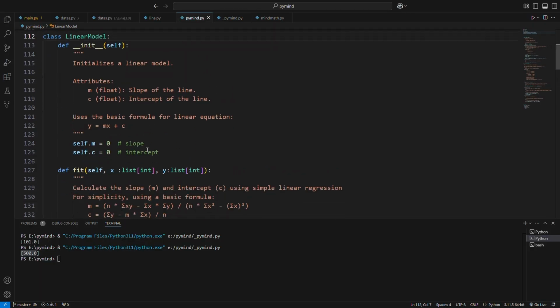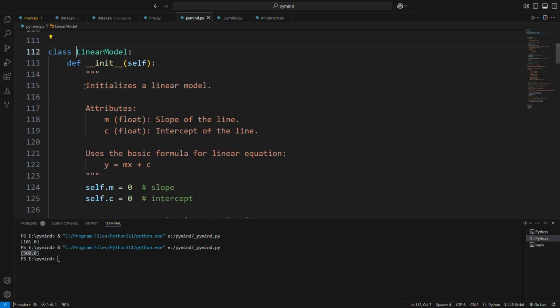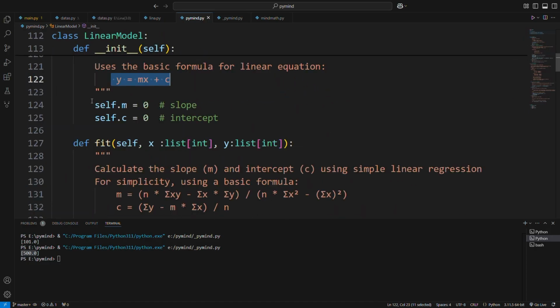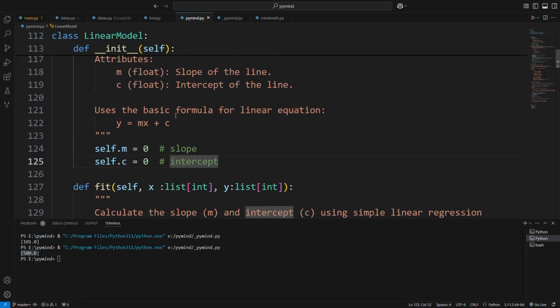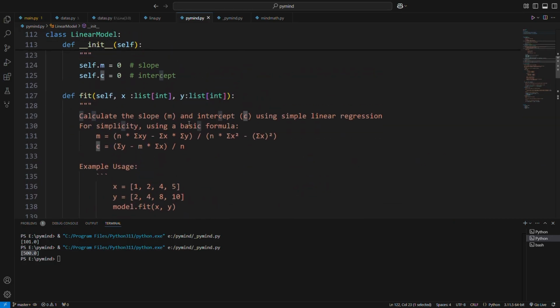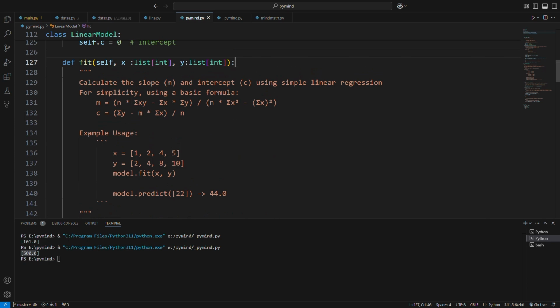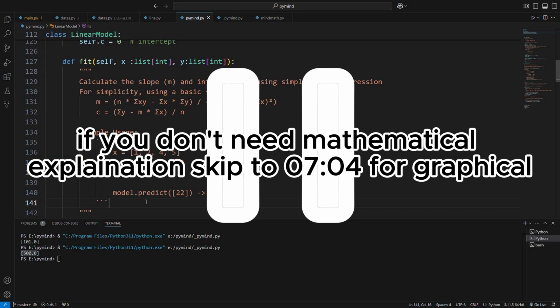Okay, first of all, we initialized it. A linear model attributes m, float, c using the basic formula for a linear equation, that is y equals mx plus c. Now we have done self.m equals 0, self.c equals intercept. Here the m is slope and the c is the intercept. Here's the def fit, the fit function. Here I have put an example usage.